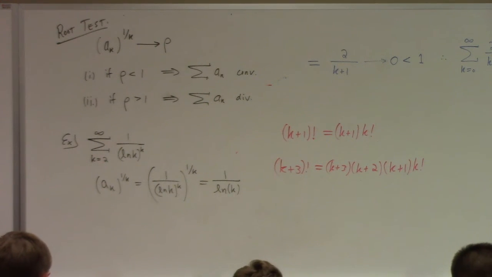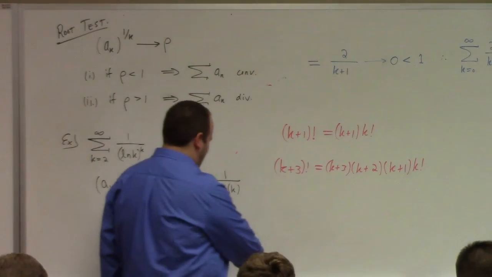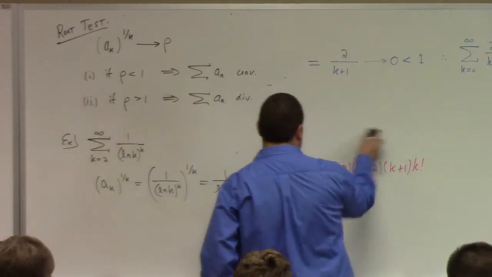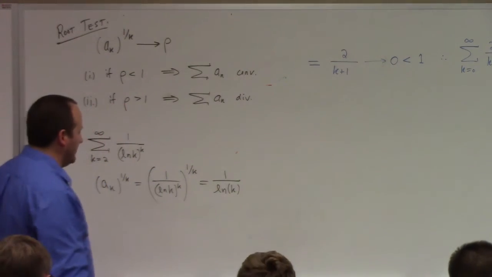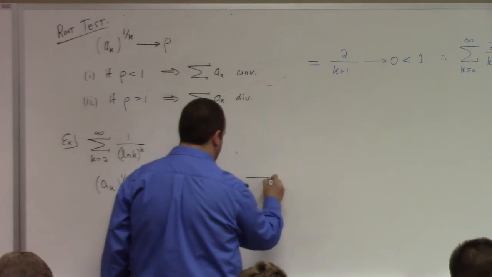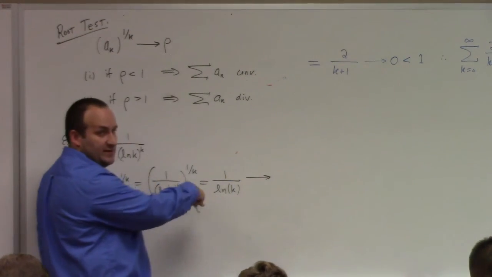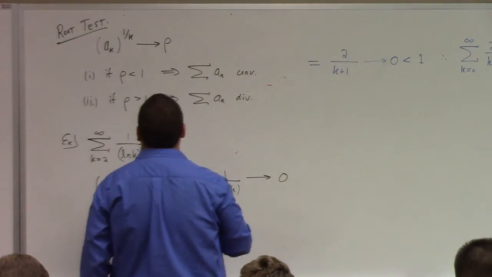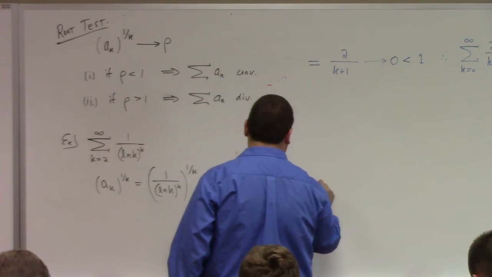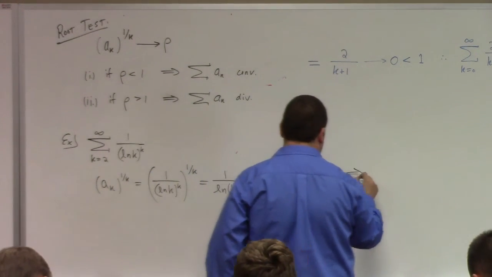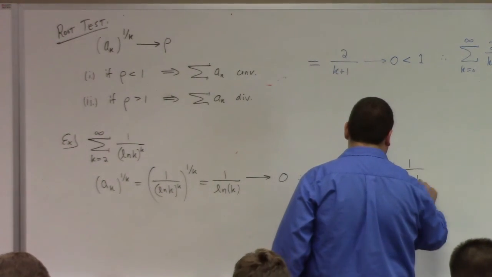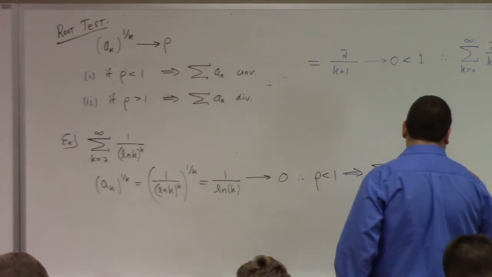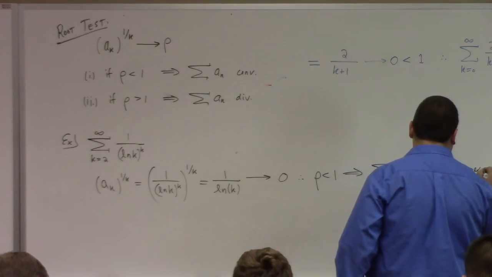By the way, if you tried to do ratio test on this, I don't think it goes well. I think this is sort of a tailor-made root test problem. What happens as k goes to infinity? The denominator goes to infinity, this whole thing goes to 0. So therefore what? Rho is less than 1, and that implies that the sum 1 over ln k to the k converges. Okay.